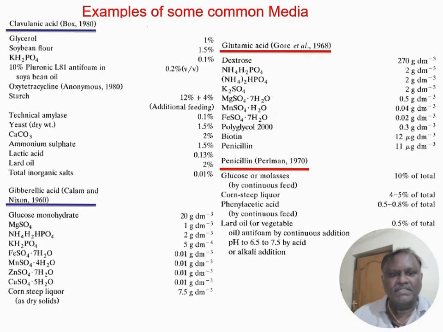And for important amino acids like glutamic acid, there is also a requirement of a good amount of carbon and nitrogen substrates. It requires a growth factor called biotin, and penicillin is also used as an antibiotic towards glutamic acid production. Whereas penicillin production depends on glucose or molasses, corn steep liquor, phenylacetic acid, and lard oils, which is the complete recipe for the production of the antibiotic as per the different literature reports.